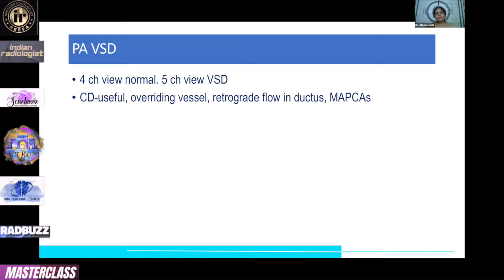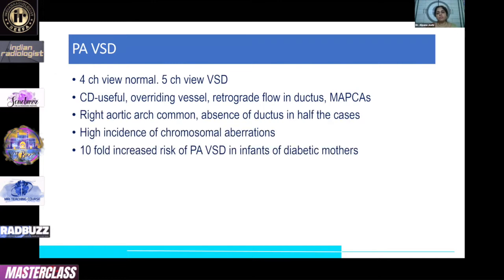So this is typically not a 4-chamber abnormality, but it is a 5-chamber abnormality with VSD and a retrograde flow in the ductus. But what one should remember is there is a high incidence of chromosomal aberrations, and it is a 10-fold increased risk in infants of diabetic mothers. So we get a lot of diabetic mothers for a fetal echo, and this should be kept in mind and should be sought for.